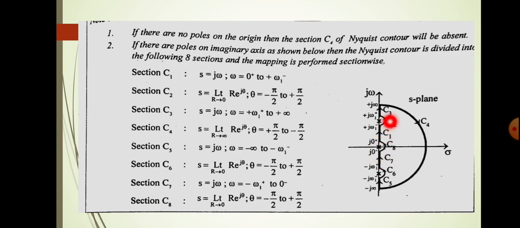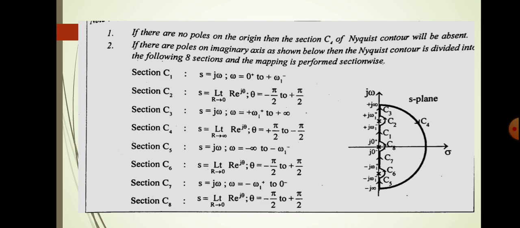Next we are taking C2. C2 is a curved portion and its omega varies from omega 1 minus to omega 1 plus, and here for C2 we will have an equation. We have to utilize S is equal to r e raised to j theta. S is equal to limit r tends to 0, r e raised to j theta. Theta varies from minus pi by 2 to plus pi by 2. That depends upon the sign of the flow.